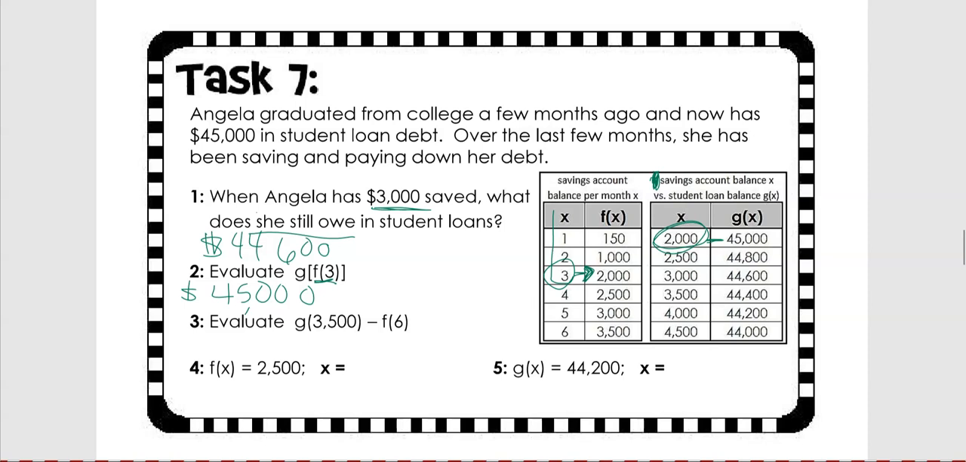Same thing with the number 5, where it says g of x is 4,400. What is x? Find 44,200 on your table and tell me what x is.